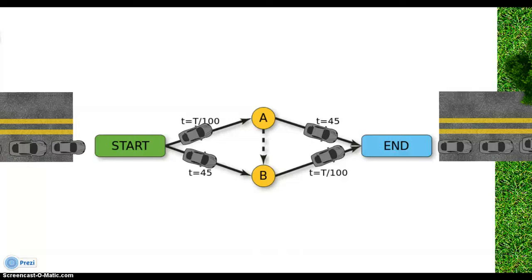Lowercase t means time traveled. Uppercase T means amount of cars, divided by 100. So right here, we have a start point and an end point. We have two routes you can take. You could take either route A, which is on top of the screen, or you can take route B, which is the bottom. Let's look at route A first.